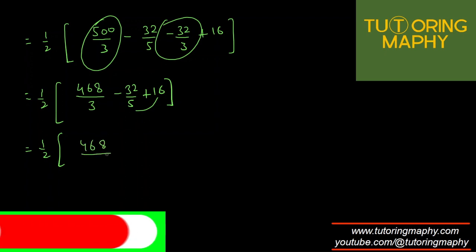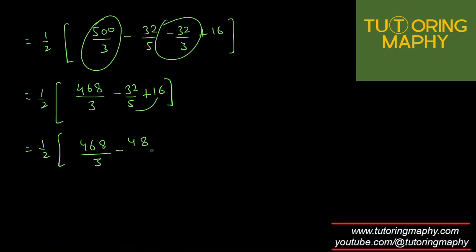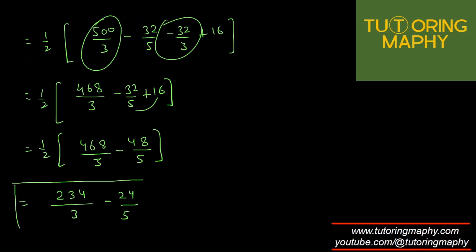So that's 468 over 3 minus 48 over 5. And I think this entire thing can be divided by 2 so that we don't have this. So that's 2, 3, 4. That's interesting. And this is 24 over 5. Right. So that is the final answer which we have over here for the volume.